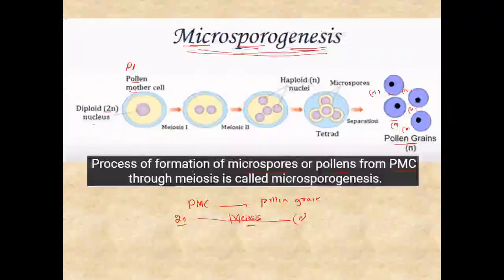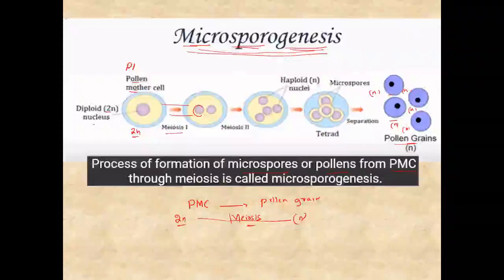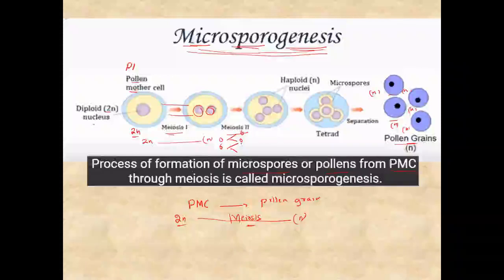So what happens now? This pollen mother cell, which is diploid in number, will undergo meiosis and result in the formation of 2 haploid cells. See, a single cell has now divided and resulted in 2 haploid cells. This is the reduction division where diploid is converted to haploid. So that forms the first meiotic division, where the cell produces 2 haploid cells. Then it enters into a second meiotic division where the 2 haploid cells will again divide, resulting in the formation of 4 haploid nuclei.